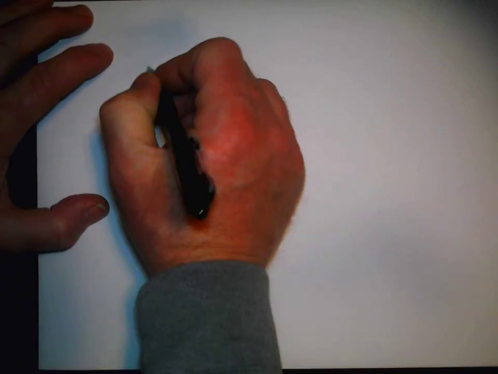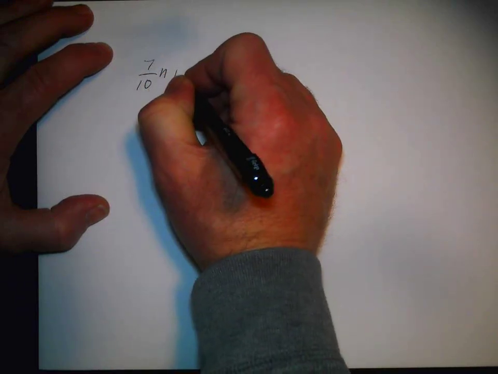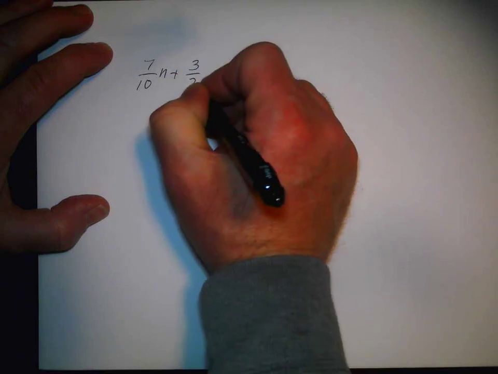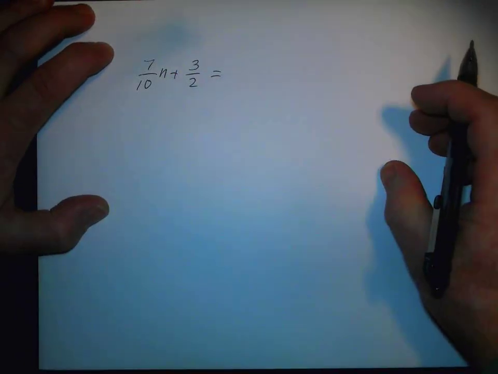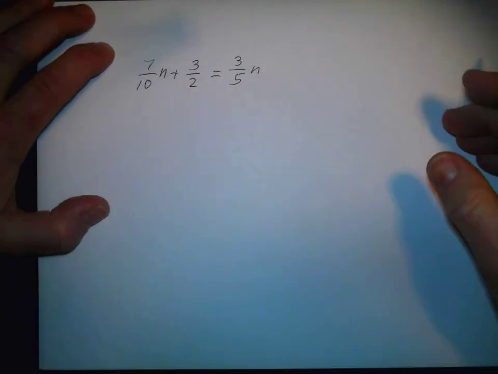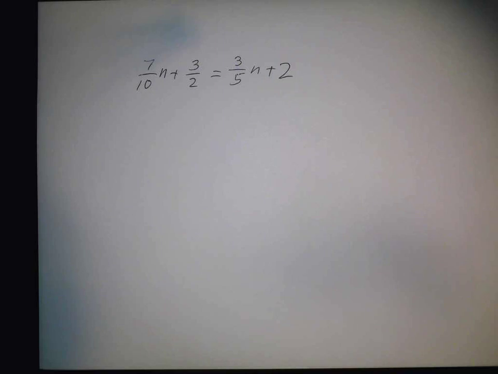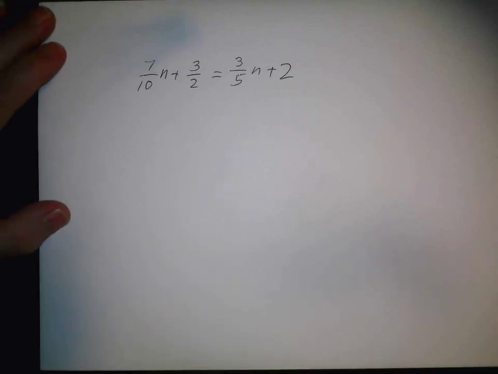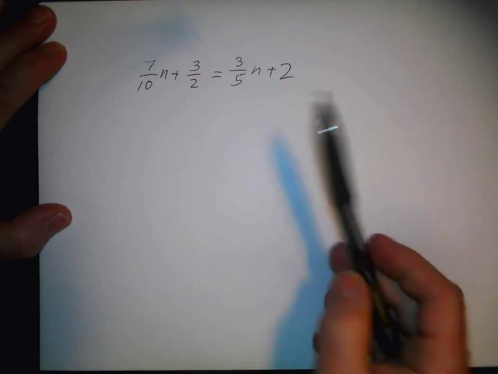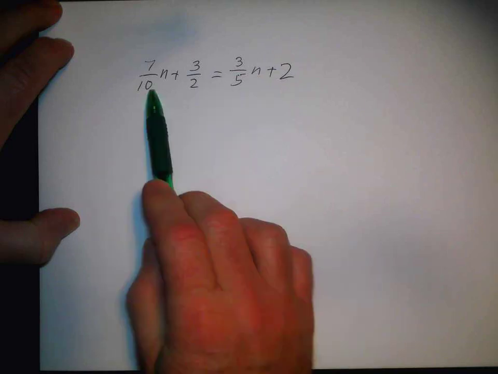So the first example I want to look at is 7/10 n plus 3/2 equals 3/5 n plus 2. Okay? So what we're looking at here is a two-step equation where the difficulties are that we have numbers on both sides of the equation, and we also have variables on both sides of the equation.